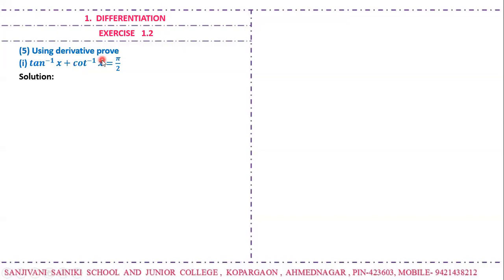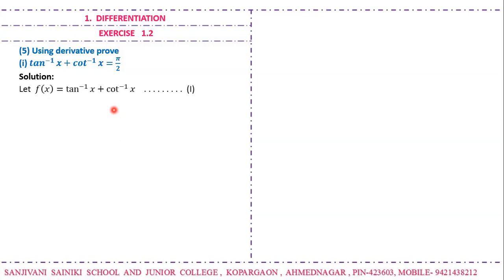Now using the derivative, prove that tan inverse of x plus cot inverse of x is equal to pi upon 2. Now this is a property of the inverse trigonometric functions, and we have already proved it there, but we have to prove it here using the derivative. So how to prove it?